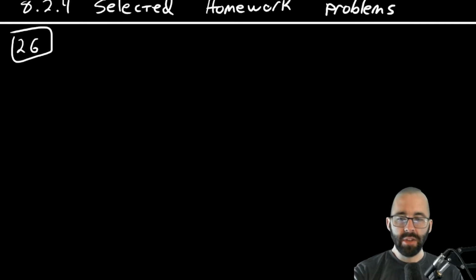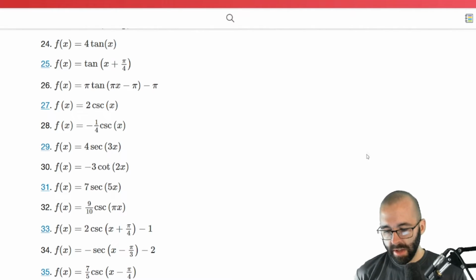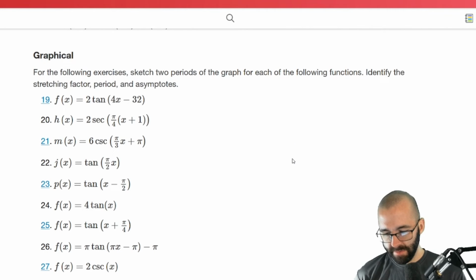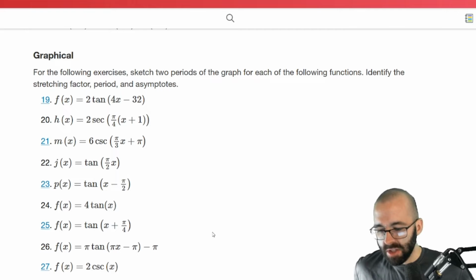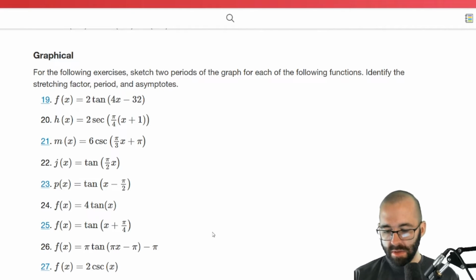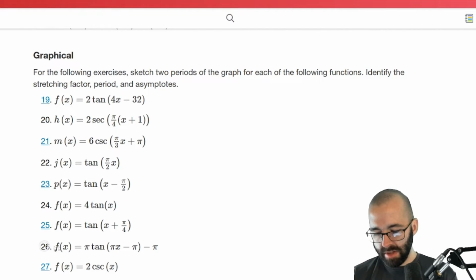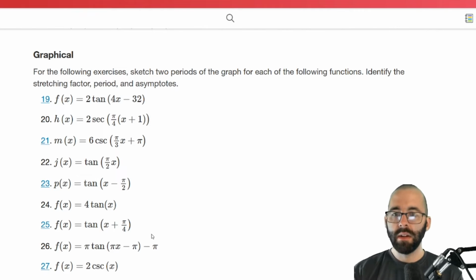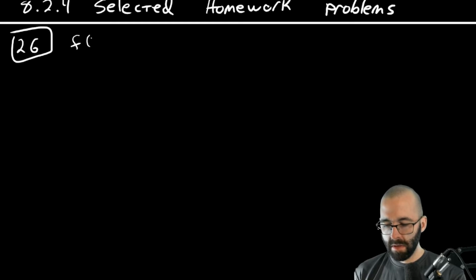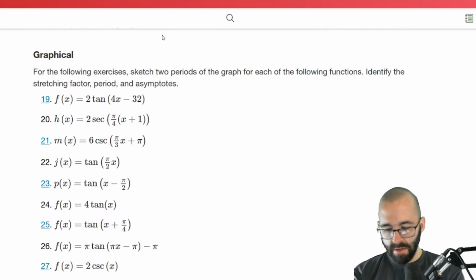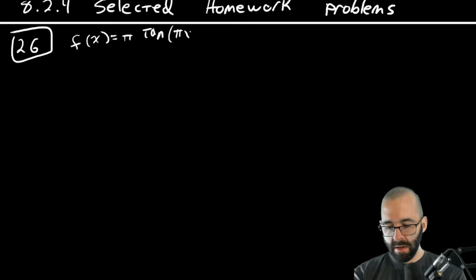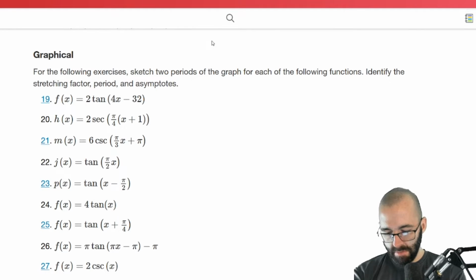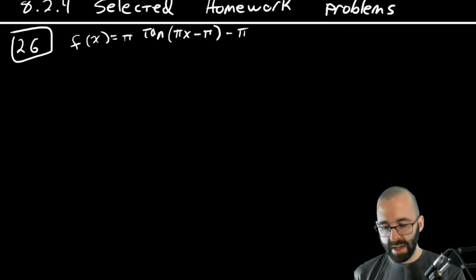All right, we're going to start by looking at number 26 in the homework, which says, sketch two periods of the graph and identify the stretching factor, the period, and the asymptotes. We're looking at this one down here. F of x is equal to pi times tangent of pi x minus pi. Goodness, that's a lot of pi.